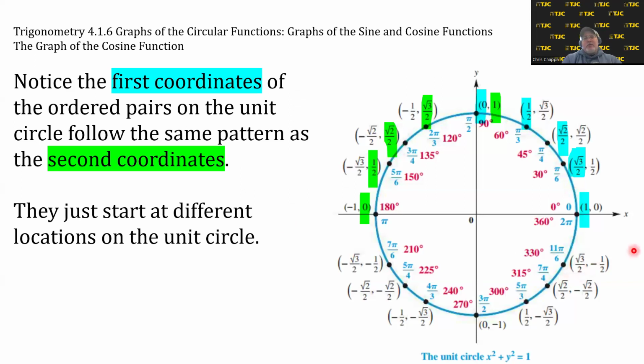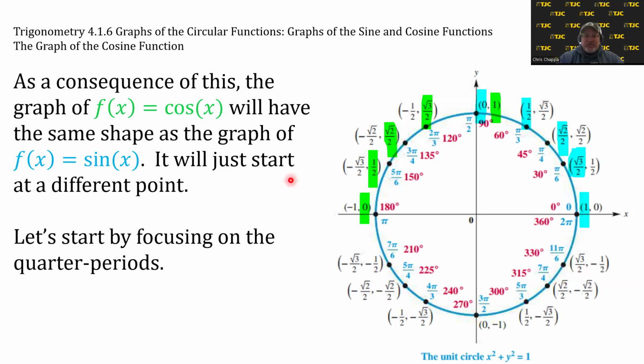Now, notice that the first coordinates of the ordered pairs on the unit circle follow the same pattern as the second coordinates. For example, over here in quadrant 1, the first coordinates are 1, square root of 3 over 2, square root of 2 over 2, 1 half, and 0. But going through quadrant 2, the y coordinates are 1, square root of 3 over 2, square root of 2 over 2, 1 half, and 0. So the pattern's the same. They just start at different locations on the unit circle.